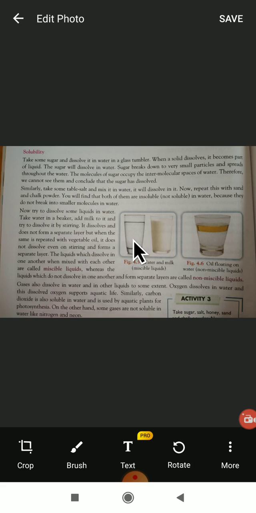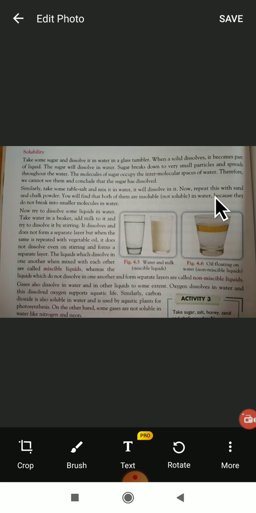The molecules of sugar occupy the intermolecular spaces of water. Therefore, we cannot see them and conclude that the sugar has dissolved. After dissolving, we cannot see the molecules of the solid, because it is dissolved in water. Similarly, take some table salt and mix it in water. It will dissolve in it.